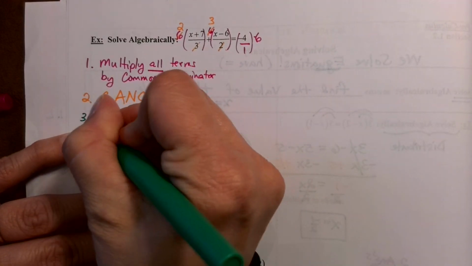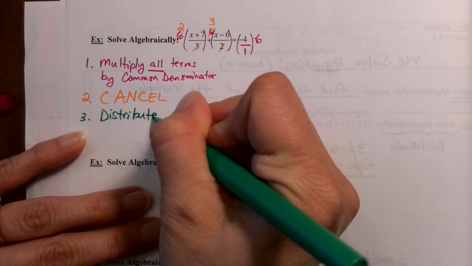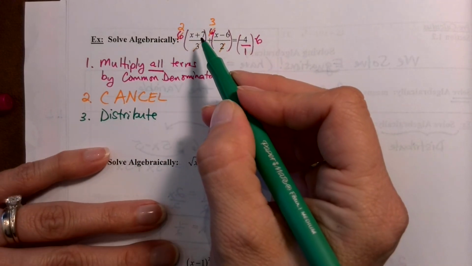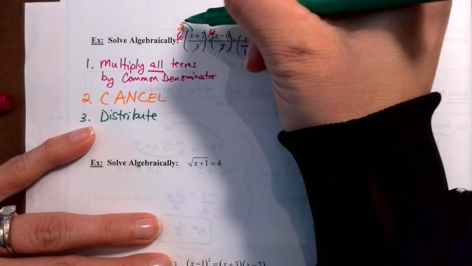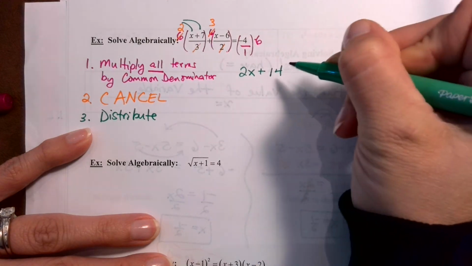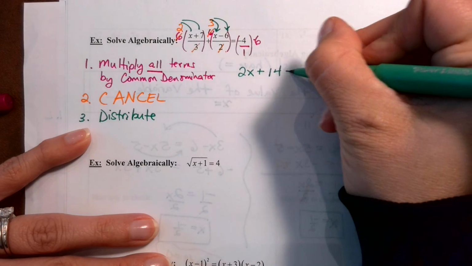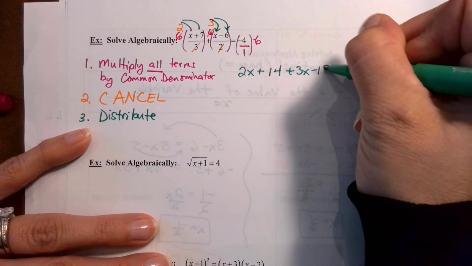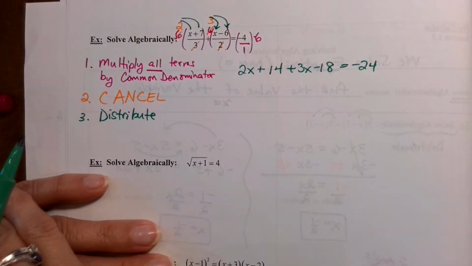Now step 3 is to distribute. Now we're going to go ahead and distribute in smaller numbers, not big numbers. We have no more denominators. So 2 is going to get distributed into, say, 2x plus 14. 3 gets distributed in. That's going to be 3x minus 18. And that's going to equal negative 24.